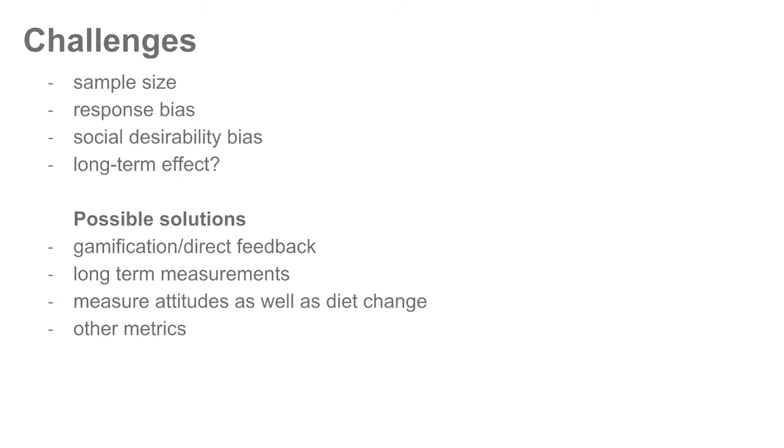Then some other problems are sample size, response bias, and social desirability bias, which are all bit scientific terms for very simple problems. Sample size basically means that if you don't get enough people to fill in your questionnaire, you cannot really use your results to say something about all of the people that are taking part in your intervention, because they might not be representative of the whole. So obviously it's really important to get a good amount of people to fill in your survey.